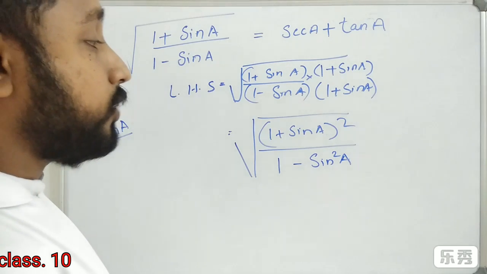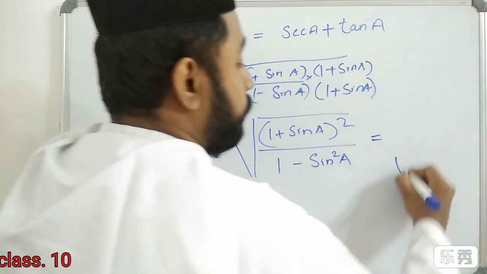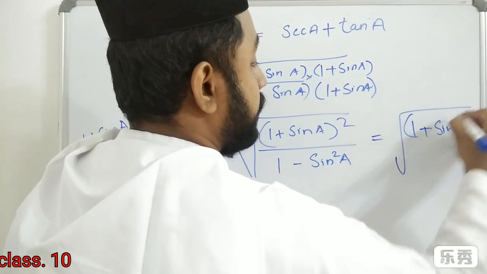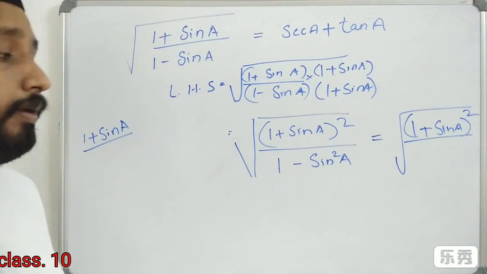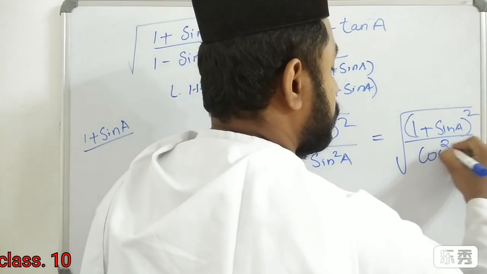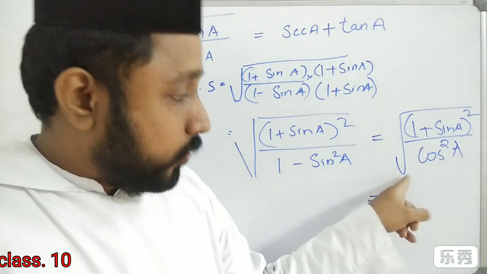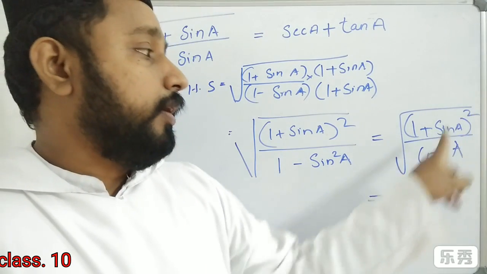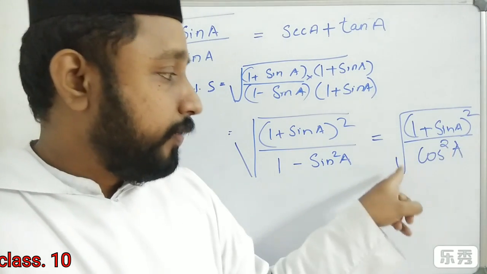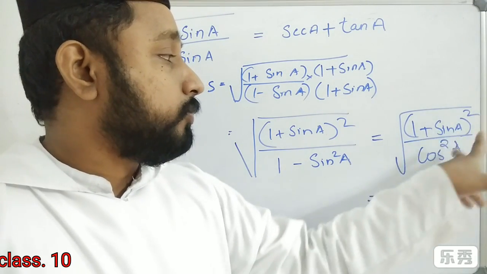So 1 plus sin a whole square by 1 minus sin square a, which is equal to root of 1 plus sin a whole square by cos square a. You know the identity, 1 minus sin square is equal to cos square. Look at the numerator and denominator. Here roots, here 1 plus sin a square, here cos square a, here also square. So this root and this square will cancel.